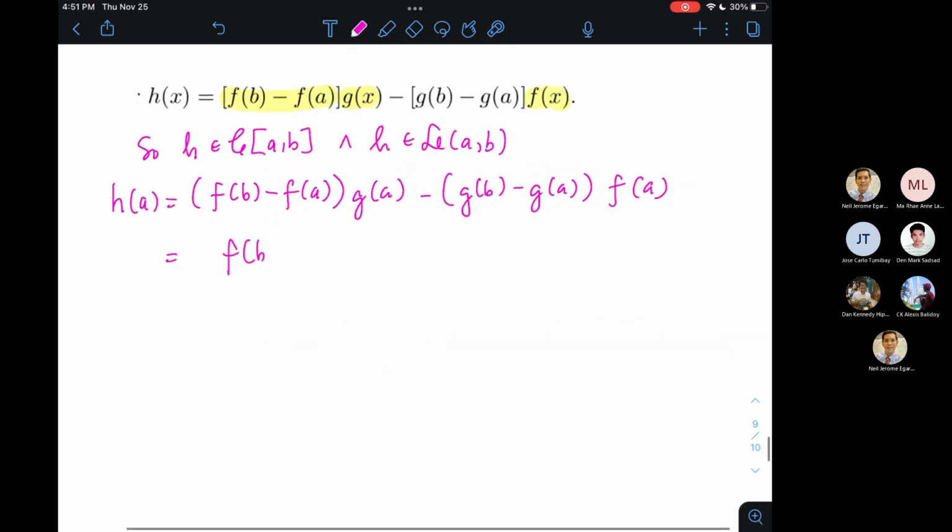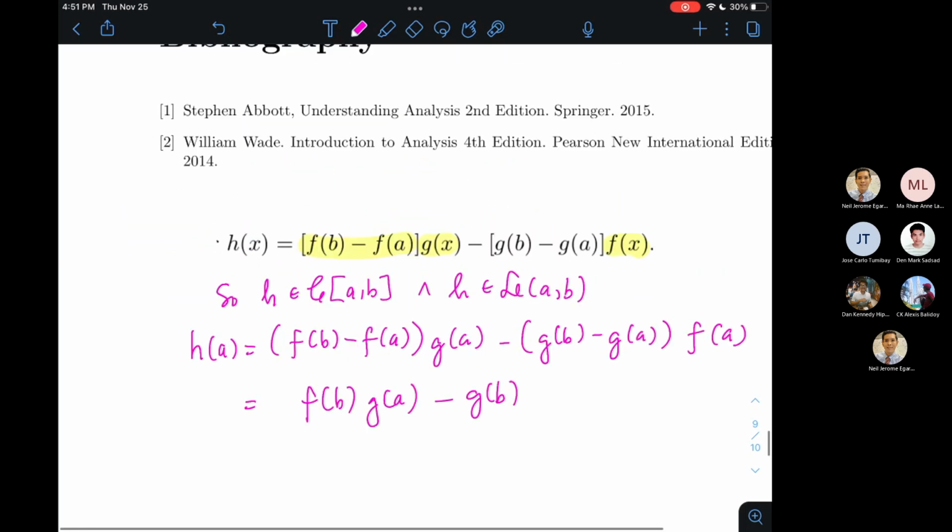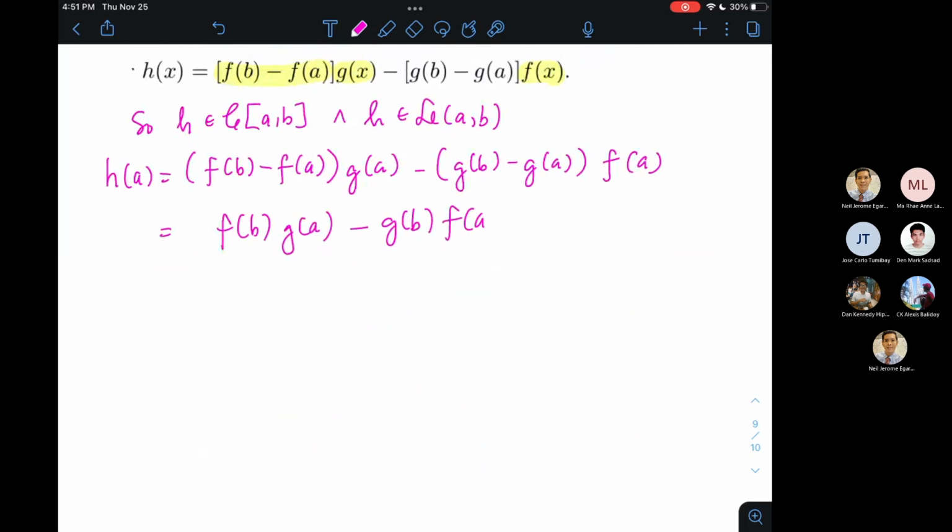Matitira lang ay F of B, G of A, minus, nawala yung G of A, F of A. So naging G of B, F of A lamang. Okay? Ito yung value ni H of A. Similarly, we can compute H of B.